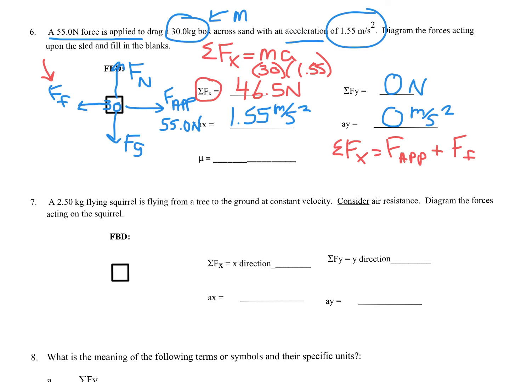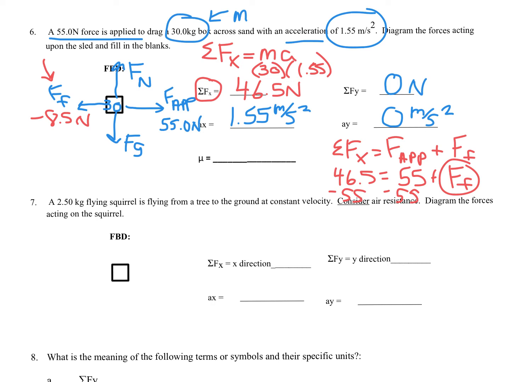So I know my overall net force is going to be 46.5. My applied force is already 55. So what on earth must be my force of friction? Easy. I'm just going to subtract 55 from both sides, and I'll solve for my force of friction. So 46.5 minus 55 ends up being about negative 8.5. So it looks like my force of friction is negative 8.5 newtons.